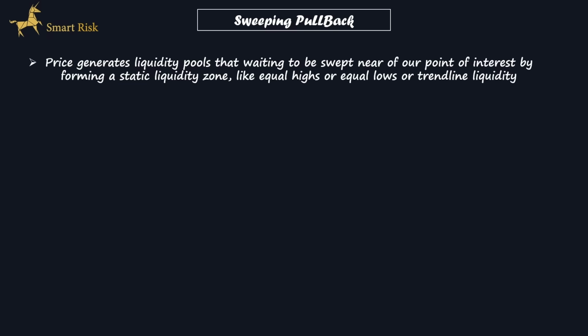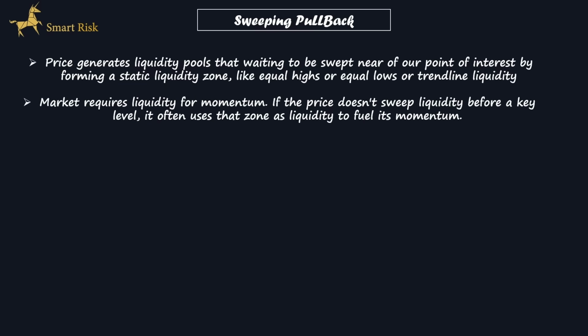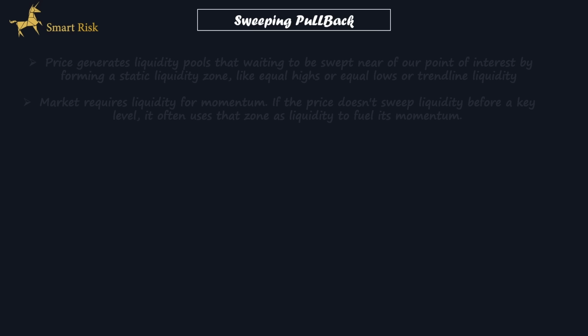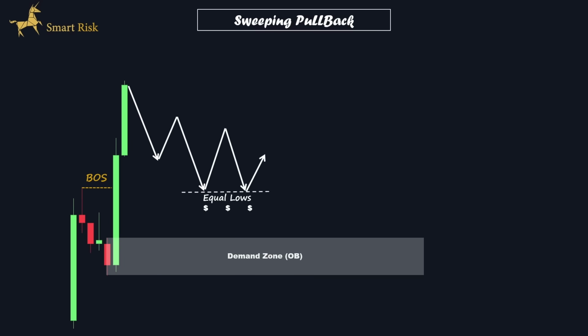The idea is simple. Market requires liquidity for momentum. If the price doesn't sweep liquidity before a key level, it often uses that zone as liquidity to fuel its momentum. For example, here we can see that the price retraced back down, formed an equal low, and also created great liquidity below the double bottom, suggesting the presence of pending orders and stop losses waiting to be triggered and swept by the market, which is located near our identified demand zone. By focusing on zones with liquidity sweep patterns, we can increase the probability of trading setups that align with market dynamics and reduce the risk of falling into false signals or traps.